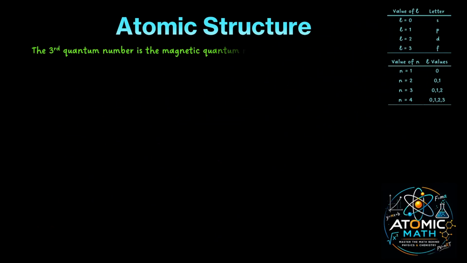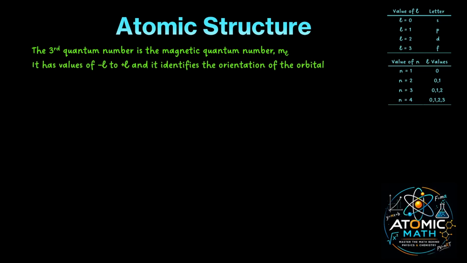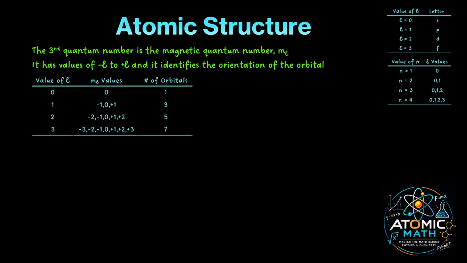The third quantum number is the magnetic quantum number, and it is given the symbol m sub l. It has values from minus l to plus l, and it identifies the orientation of the orbital. So let's look at our possible values. When l is 0, our only m_l would be 0. When l is 1, we could have minus 1, 0, plus 1. When l is 2, we could have minus 2, minus 1, 0, plus 1, plus 2, etc.